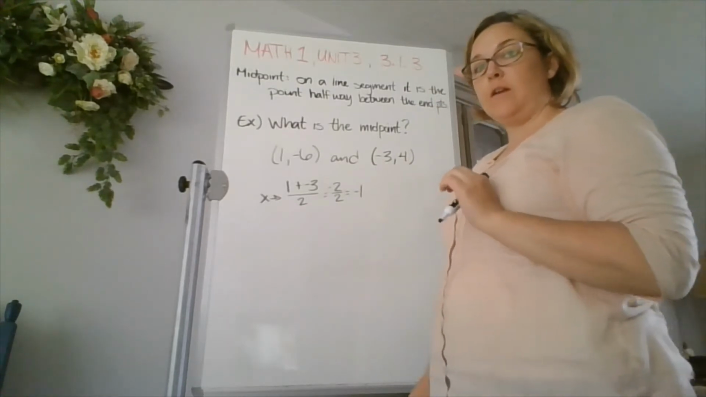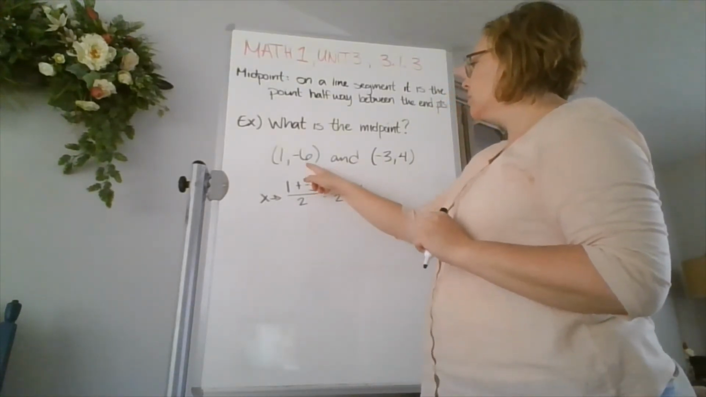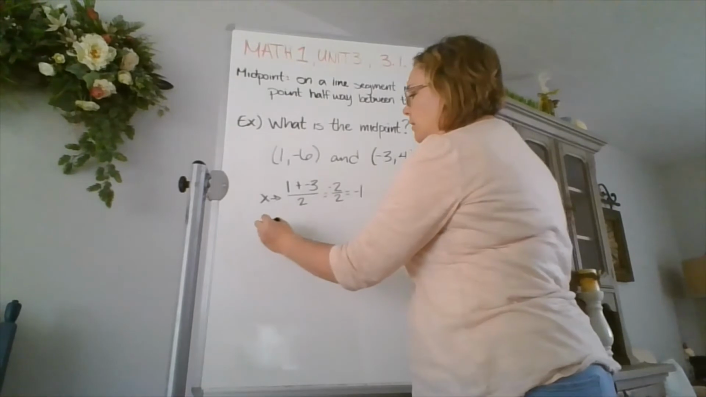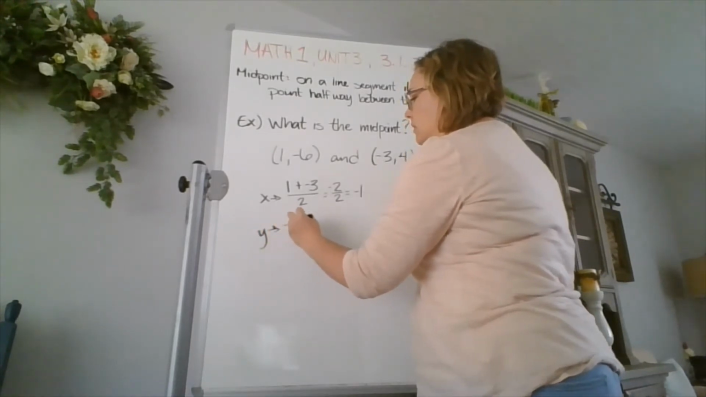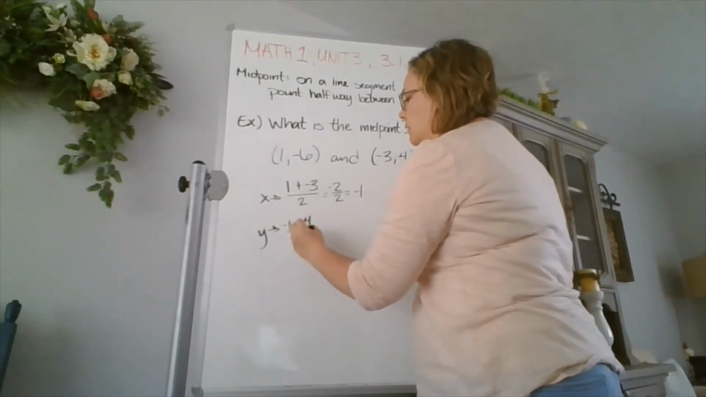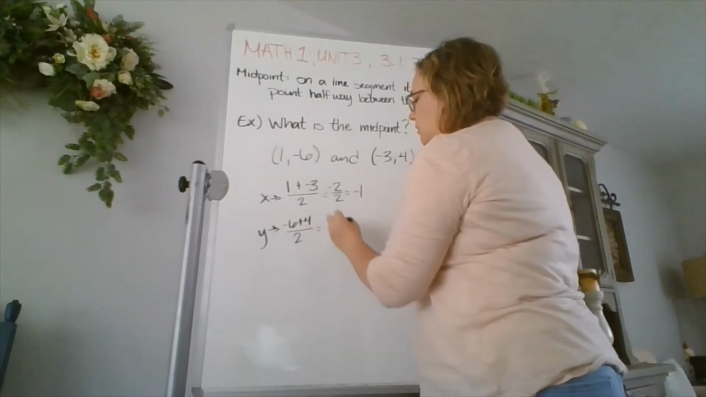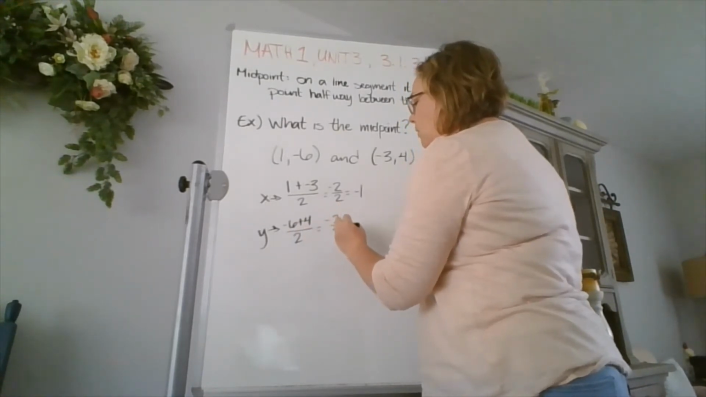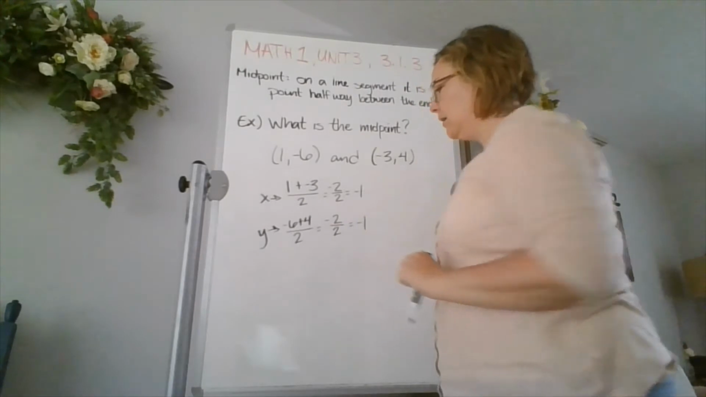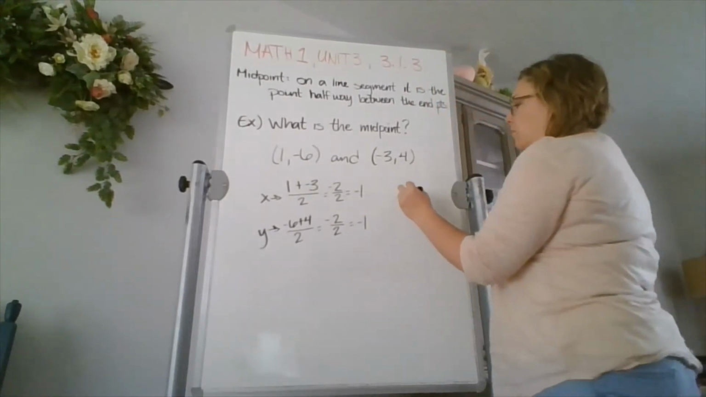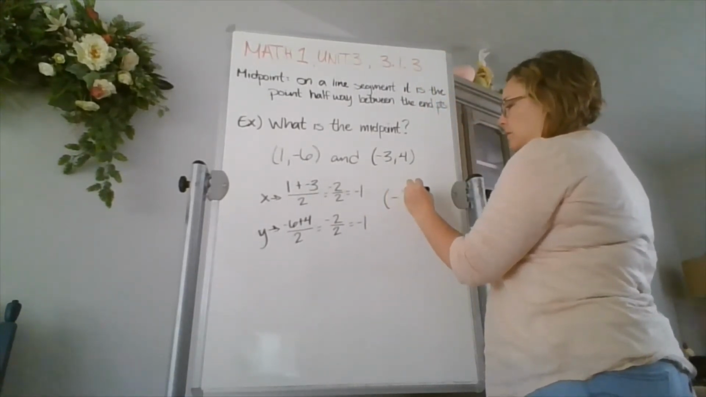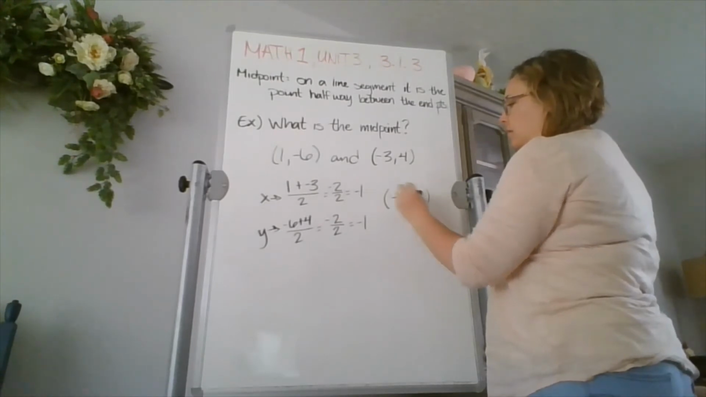Okay, so now we need to find our y coordinate. So it's going to be -6 plus 4 divided by 2. That gives me -2 divided by 2 is -1. Therefore, our midpoint is -1, -1.